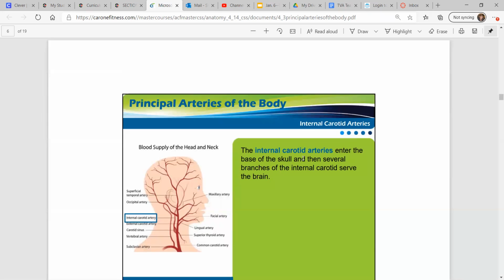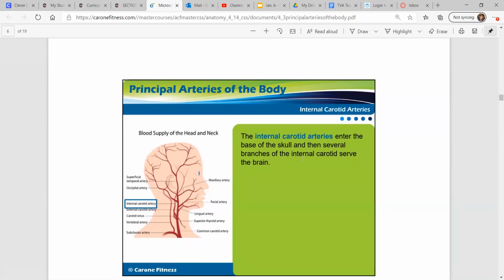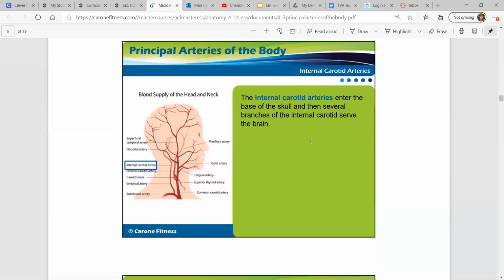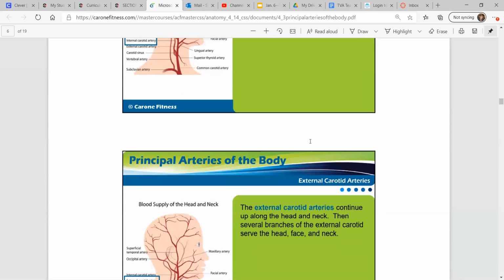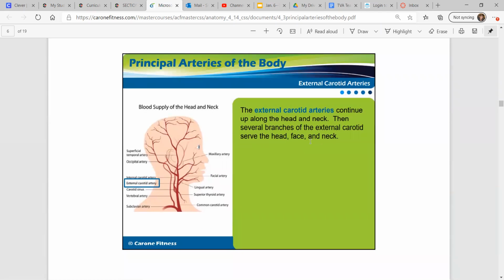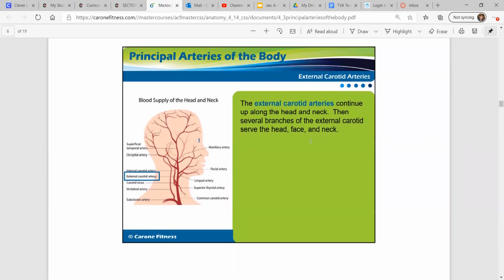The internal carotid arteries enter the base of the skull, and then several branches of the internal carotid serve the brain. The external carotid arteries continue up along the head and neck. Then several branches of the external carotid serve the head, face, and neck.